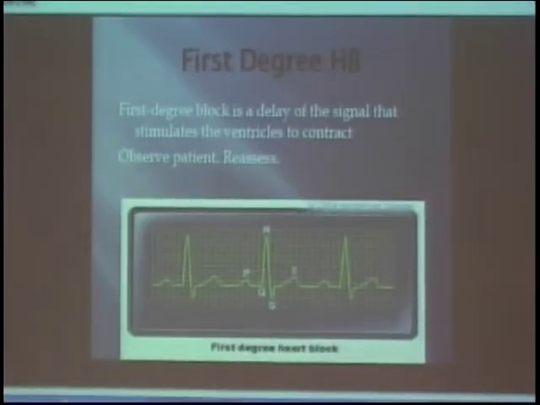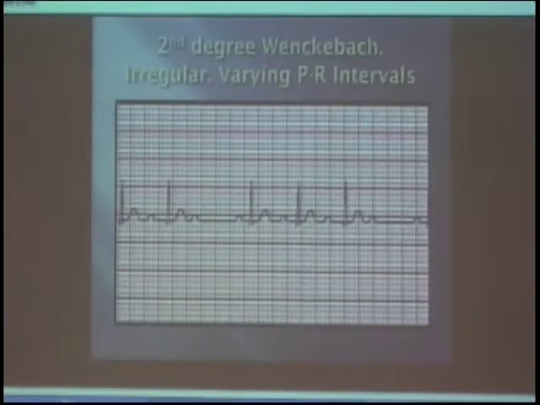First-degree block is where the PR interval is a little bit prolonged. I'll move around a little bit, but there's a block called a second-degree block, type 1, and you pronounce that Wenckebach. It's irregular, and the way we can see that is varying PR intervals.